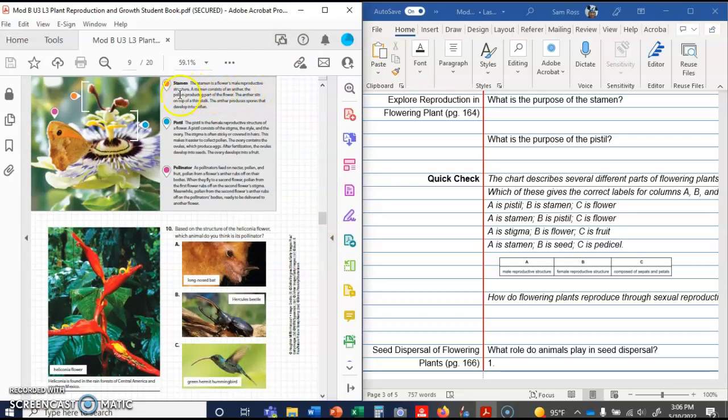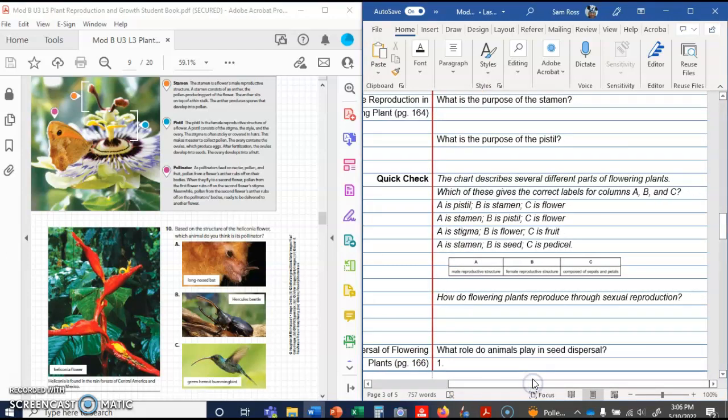What is the purpose of the stamen? The stamen is a flower's male reproductive structure. The purpose of the pistil is that it is the female reproductive structure of the flower. So the stamen is the male reproductive structure and the pistil is the female reproductive structure. Let's go ahead and do this quick check.